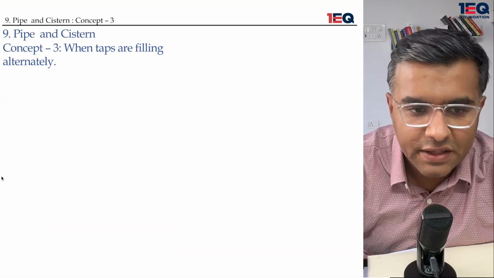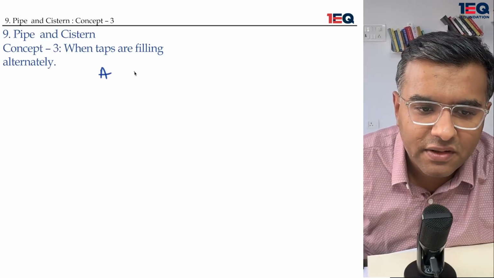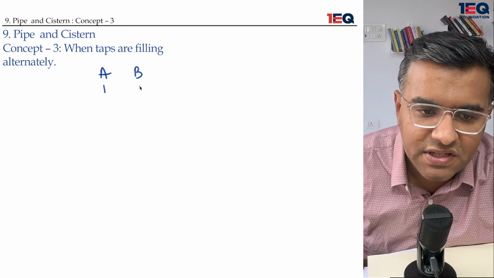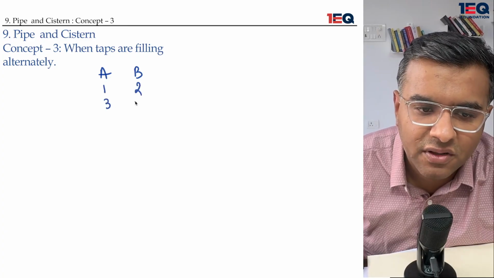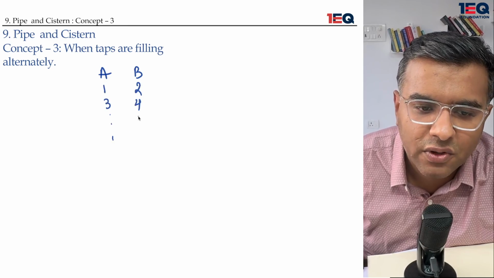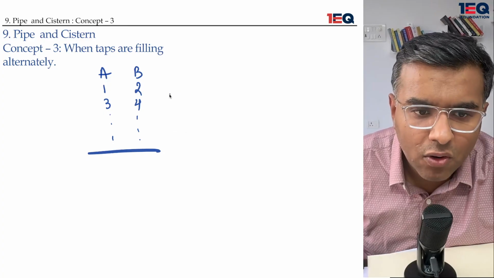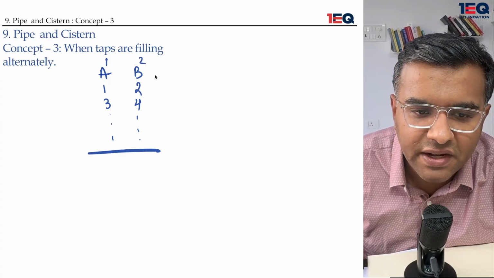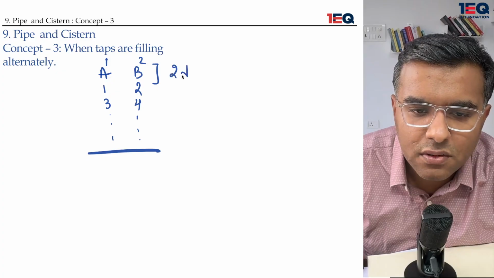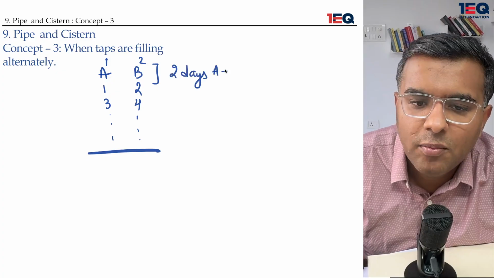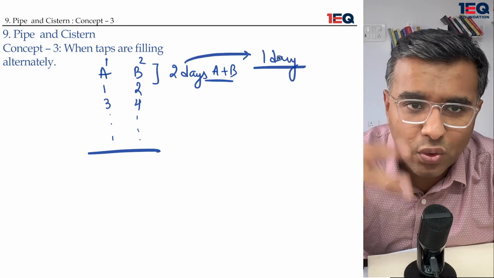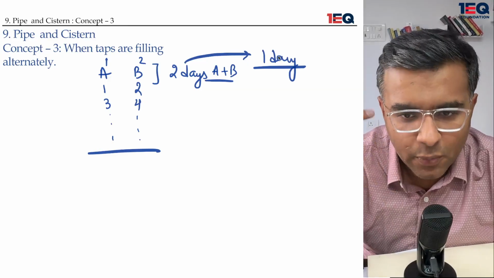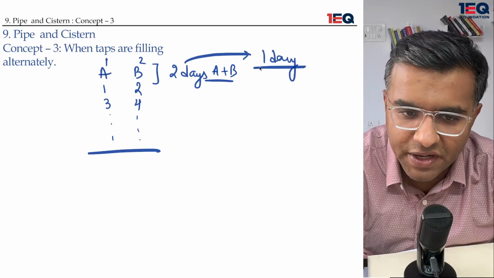Now, we've already done it in the past as well. We were assuming that A and B are working. A is working on the first day, B is working on the second day, A is then working on the third day, B is working on the fourth day, and so on. I've taught you a trick how to manage this. You have to consider that A is working on the first day, B is working on the second day. You have to assume that in 2 days, A plus B worked. Then you have to consider that 2 days' time is equal to 1 day's time. We've done it. I'll quickly do it one more time. You will be able to understand it much better.